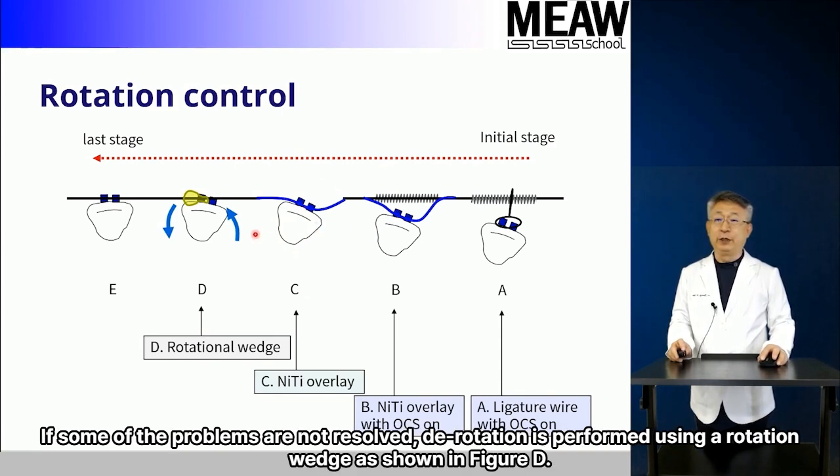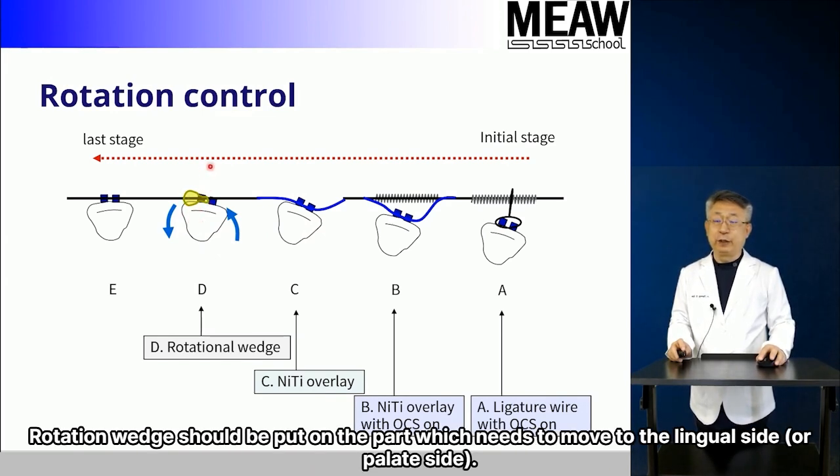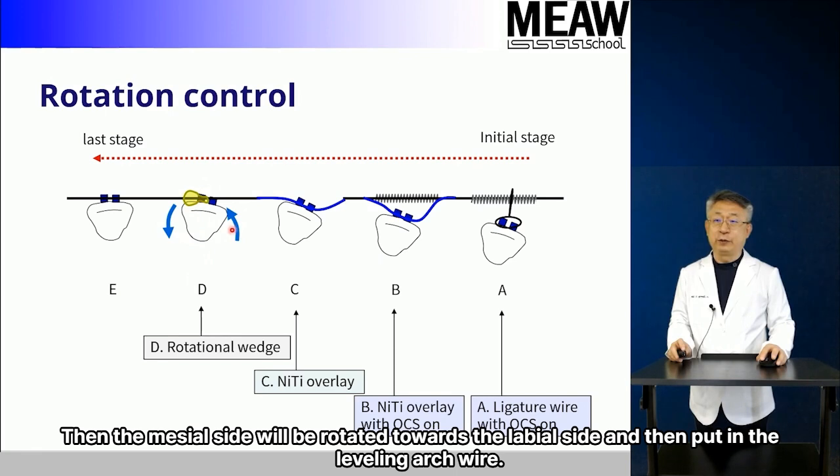If some of the problems are not resolved, derotation is performed using a rotation wedge as shown in Figure D. The rotation wedge should be put on the part which needs to move to the lingual side or palate side. Then the mesial side will be rotated towards the labial side, and then put in the leveling arch wire.